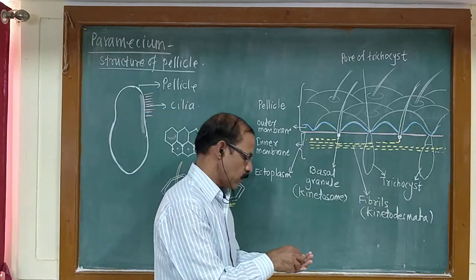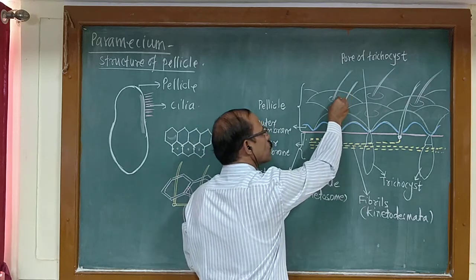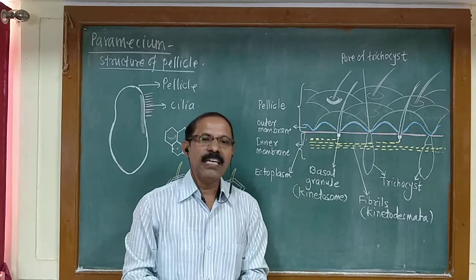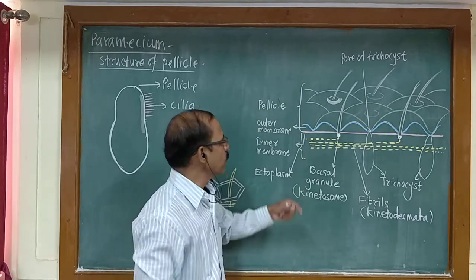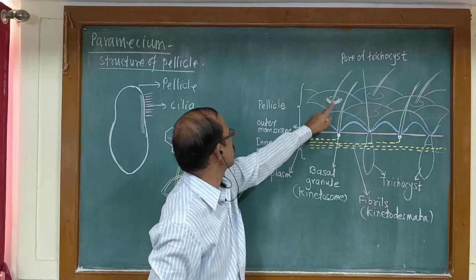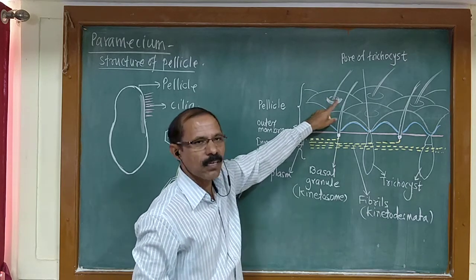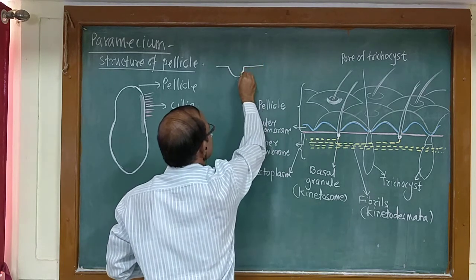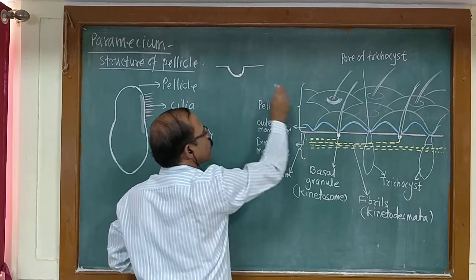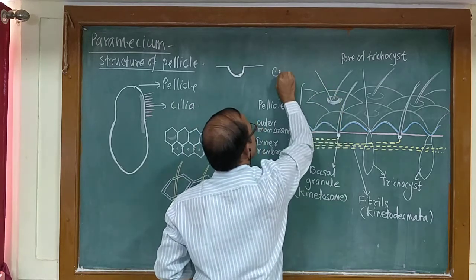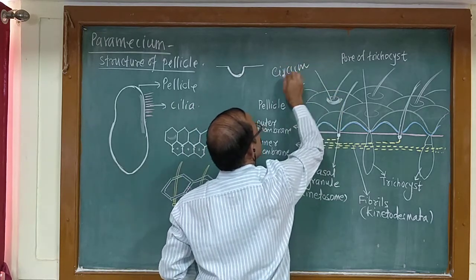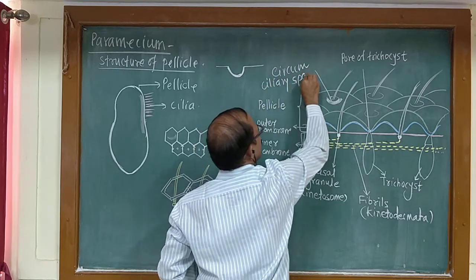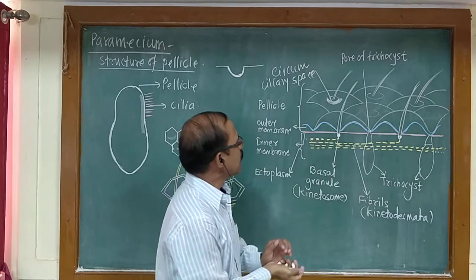And this structure shows a depression or cavity. This cavity is called the circumciliary space. This is a depression, and this depression is called the circumciliary space, because the cilium emerges out.